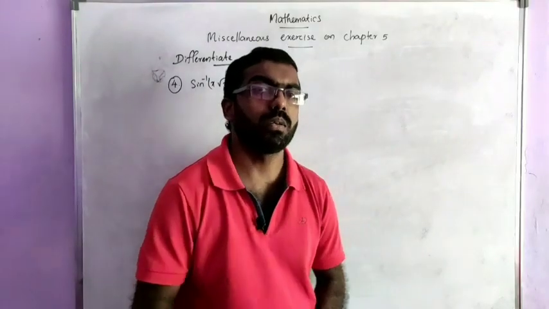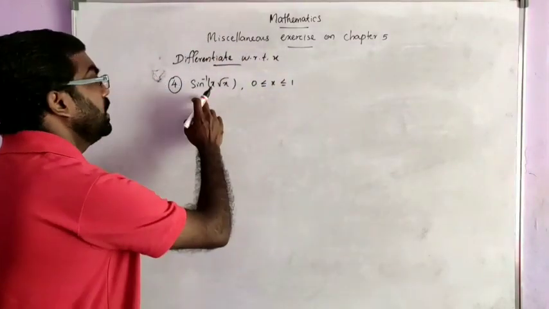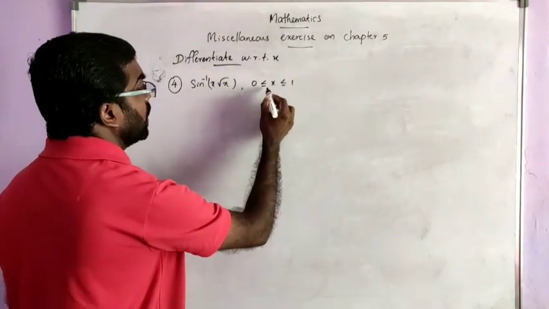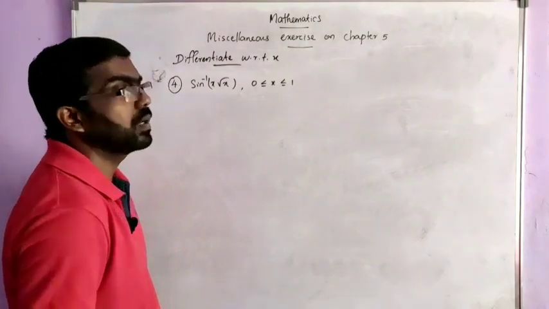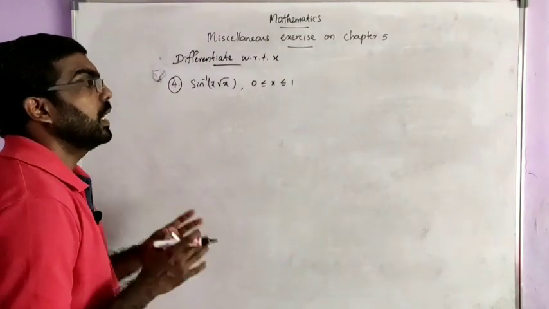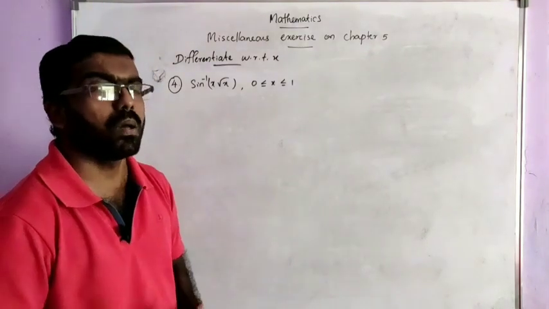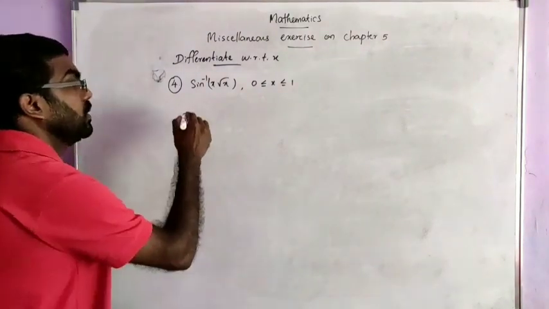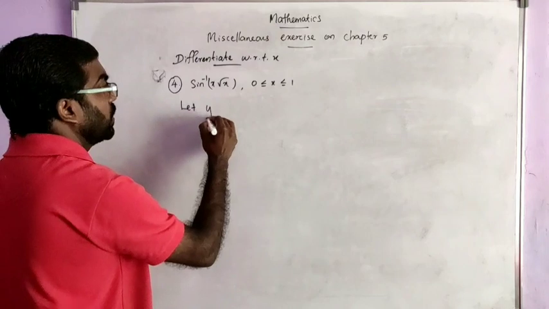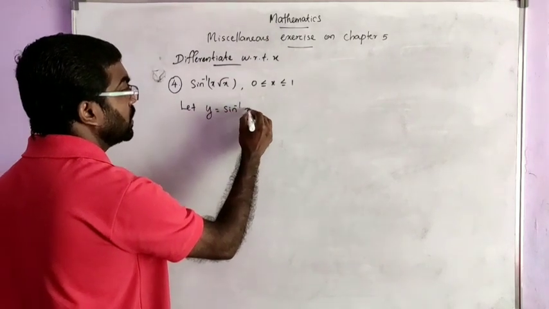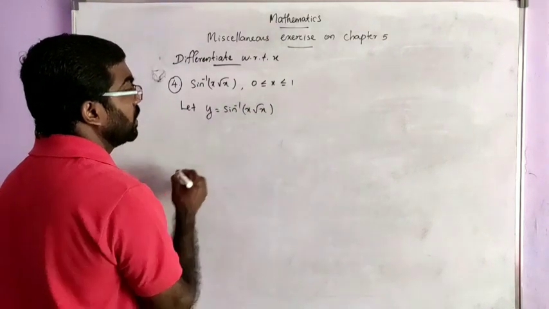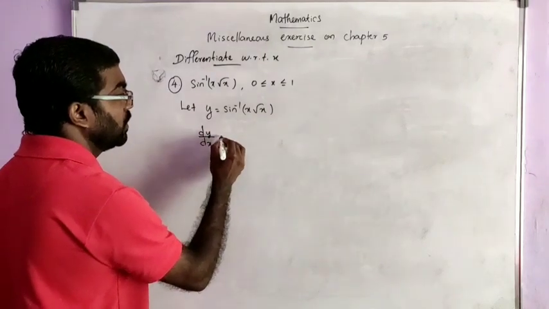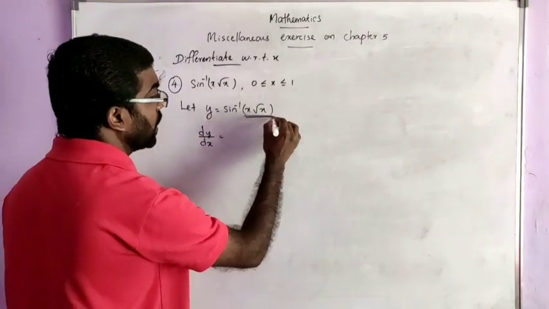Now we move on to question number 4. sin inverse of x root x, and the condition is 0 less than or equal to x less than or equal to 1. That means x is defined in the closed interval [0, 1]. Okay, so let y equal sin inverse of x root x. Now we can find the derivative, dy by dx is equal to the derivative of sin inverse of x root x.